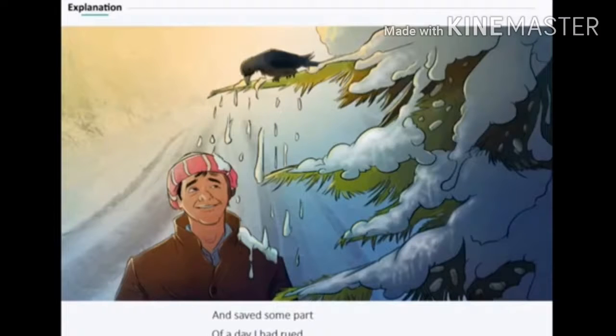Now I am going to tell you what all the things are that the poet used in this poem. Here there are 2 things he has introduced, that is the crow and the hemlock tree.